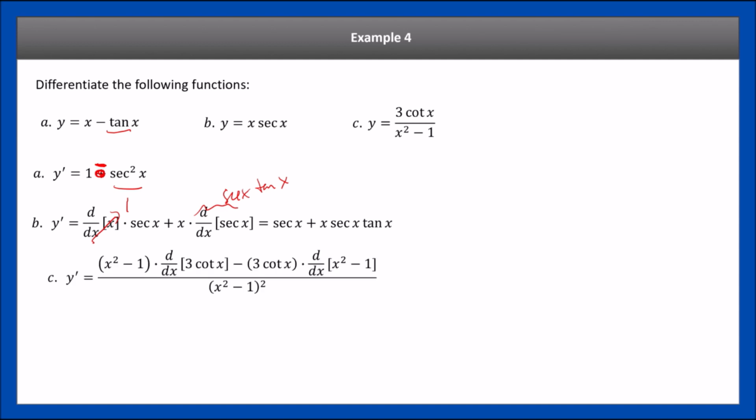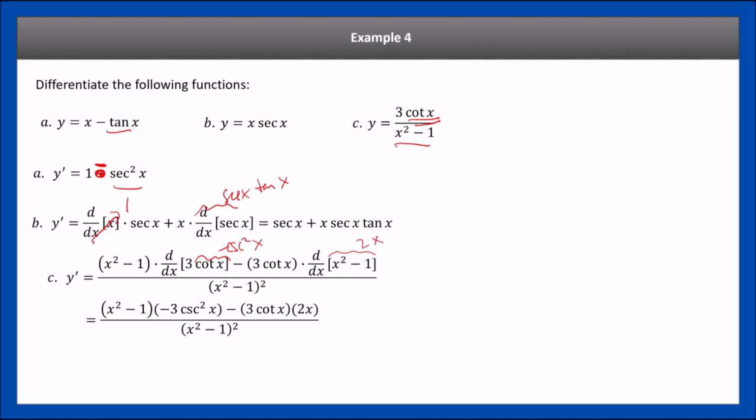Part C, we need to use the quotient rule, right? So low d high minus high d low. We have the low, which is x squared minus 1. Then we have to take the derivative of the high. What's the derivative of cotangent again? The derivative of cotangent is negative cosecant squared x, and then we have the 3 there, so it's going to be negative 3 cosecant squared. And then what's the derivative of x squared minus 1? The derivative is 2x. So we plug that in, and we get the following quotient.